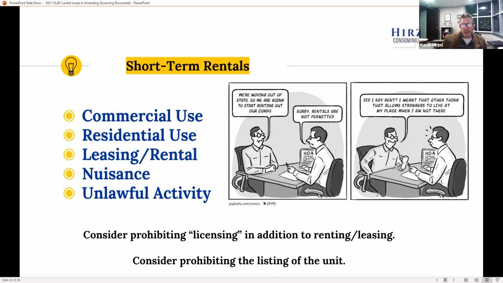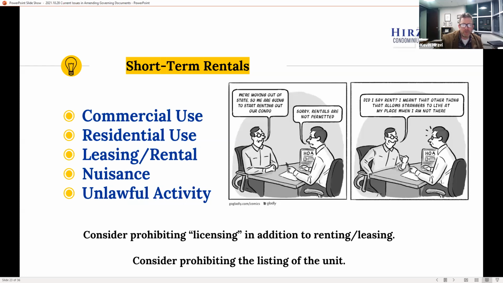Now, the example I gave kind of touched on a number of the concepts that arise out of short-term rentals, whether or not it's considered a commercial use or not, whether it's a residential use, leasing and rental activity. There's also licensing. Is it a nuisance to others? Is it unlawful activity? Unlawful activity is generally going to mean, is it in compliance with the applicable zoning ordinances, the location that it's at? These are factors that go into it.